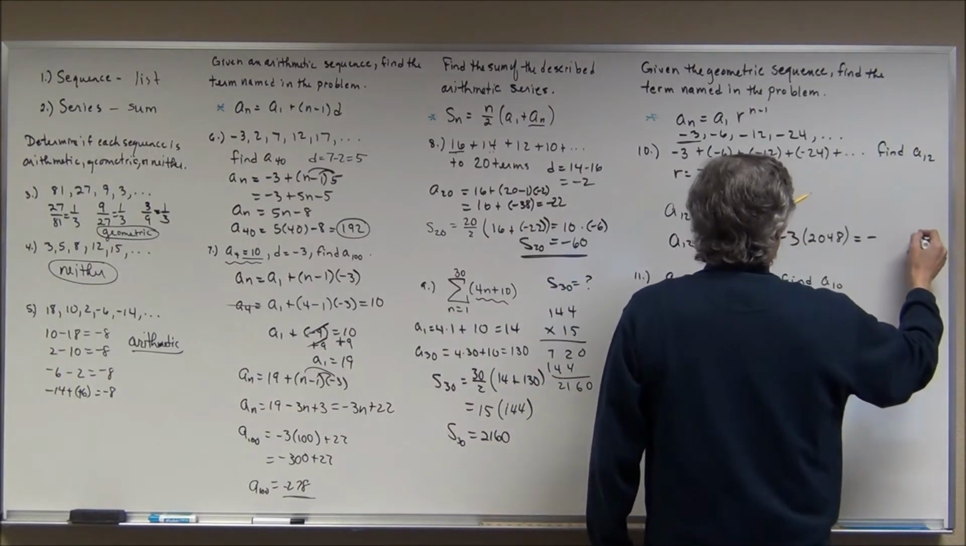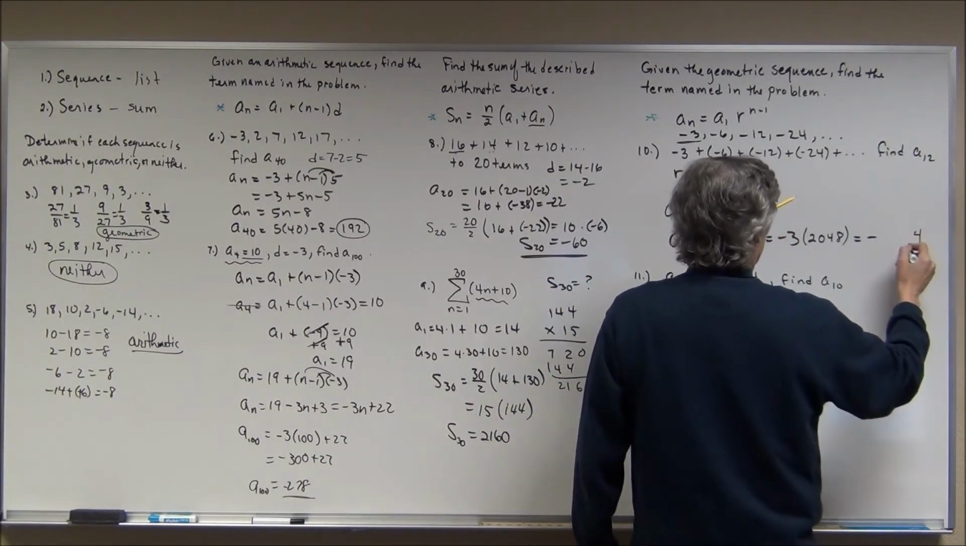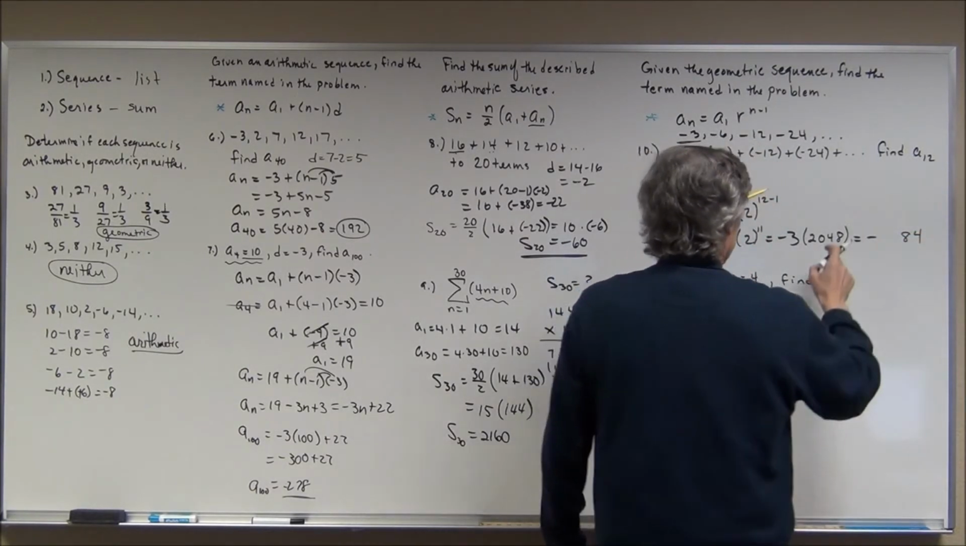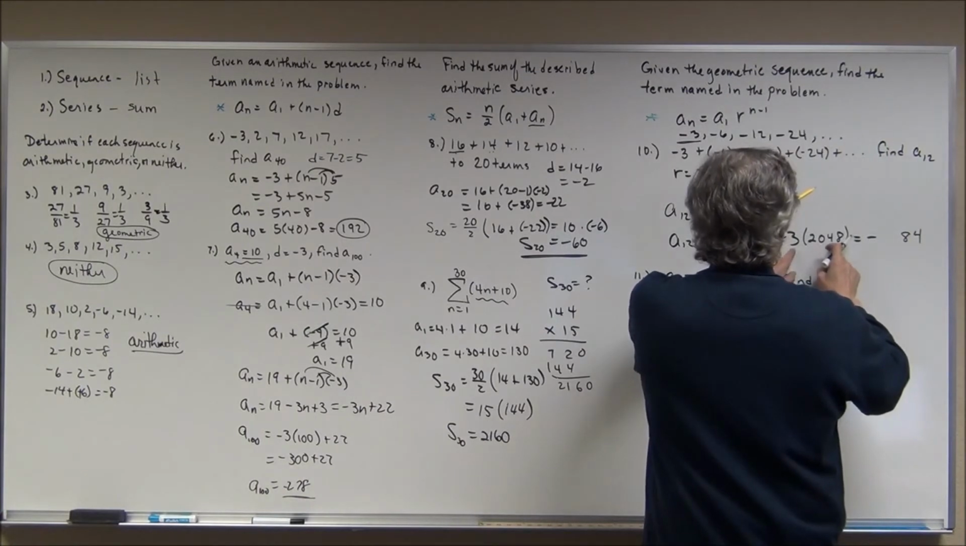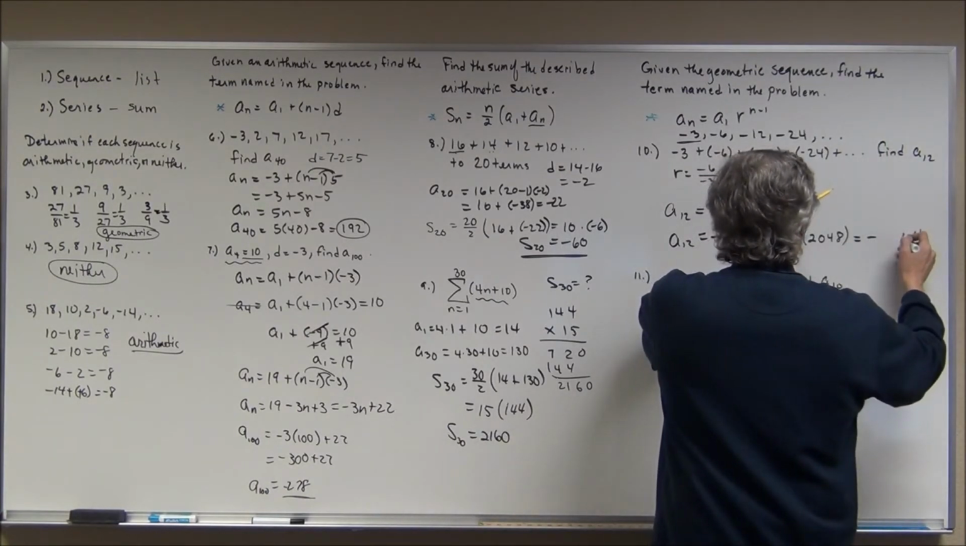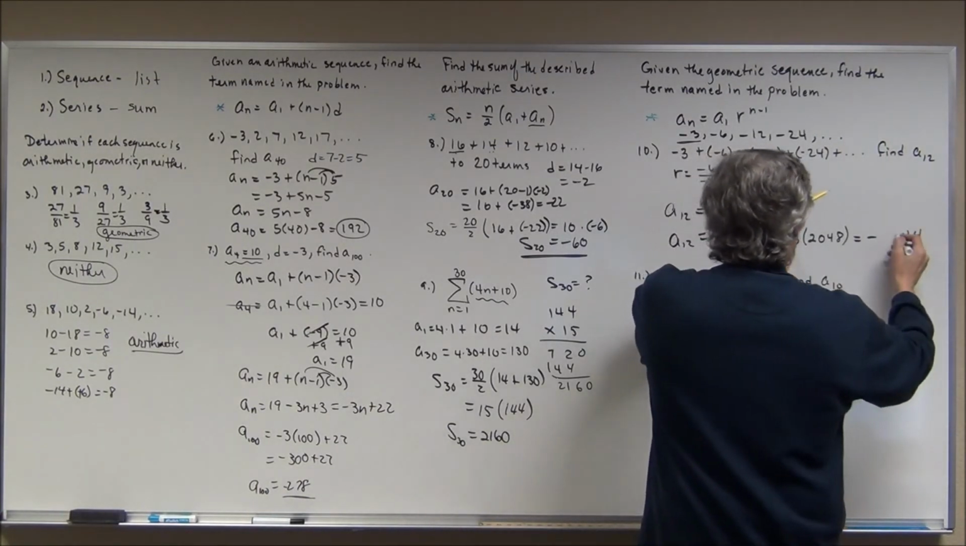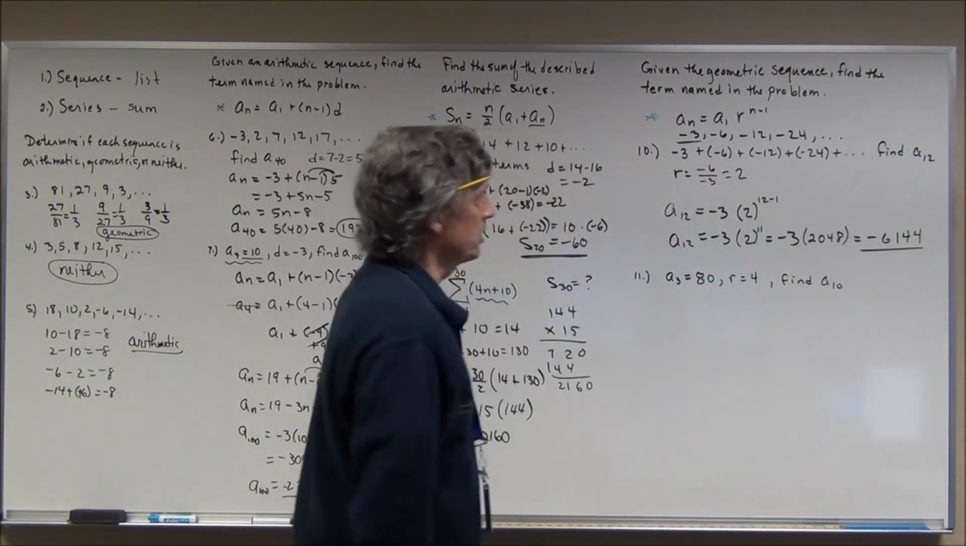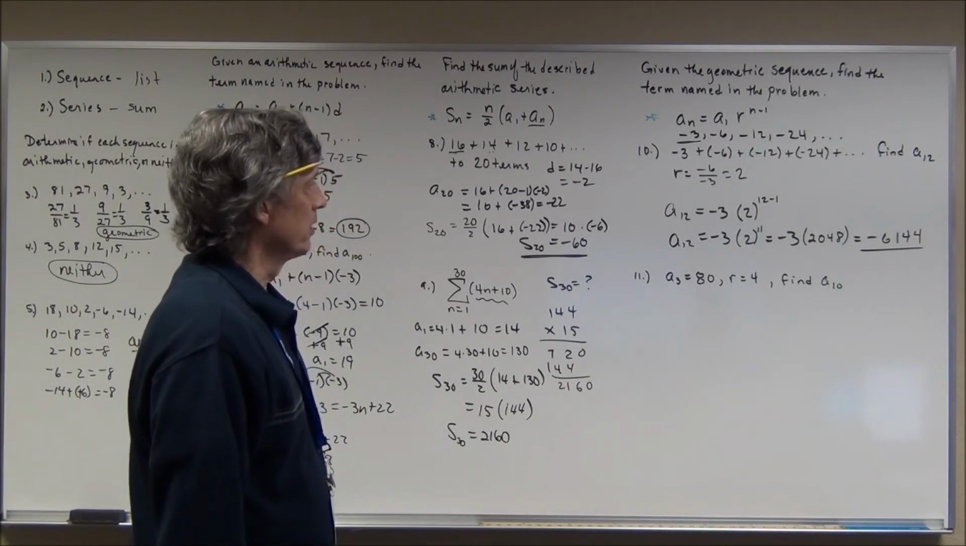Let's see, negative, that'd be 4 carry a 2, that'd be an 8. No, I messed that up. That's carry a 4, carry a 2, that's 12, that'd be a 4. It'd be helpful if I could multiply. Carry a 1, and there it is. Negative 6,144.